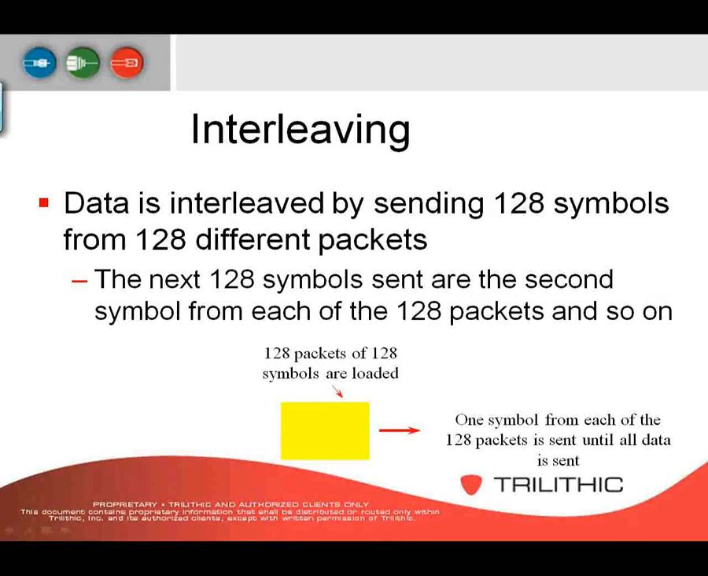So data is interleaved by sending 128 symbols from 128 different packets. The next 128 symbols sent are the second symbols from each of the 128 packets, and so on. So you can notice how the packets are now spread out more, or the symbols are sent from the packets that are spread out, and it's a better chance for corrections to be made.